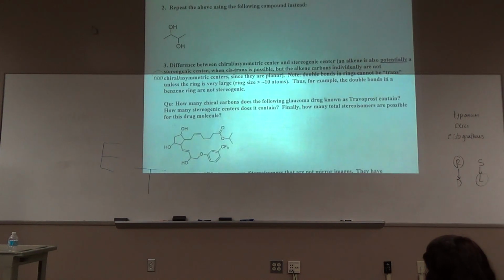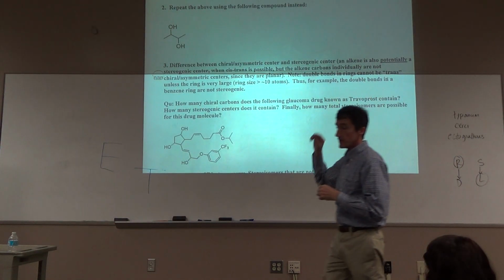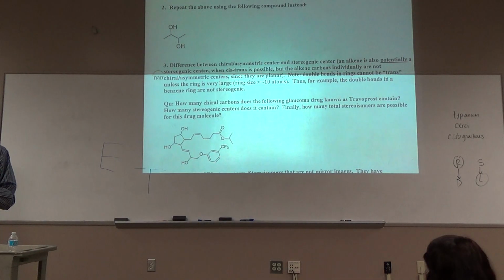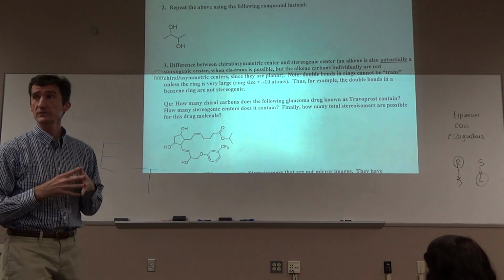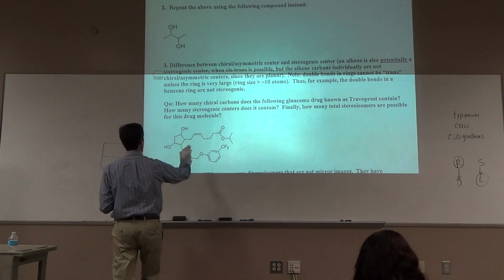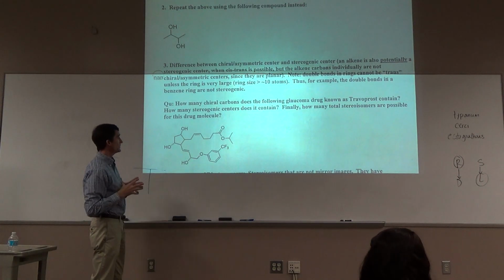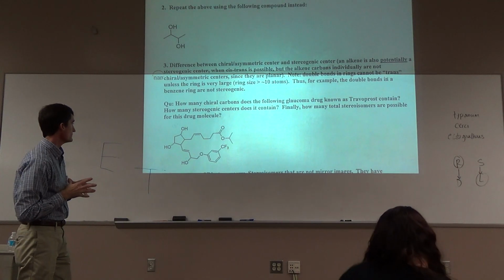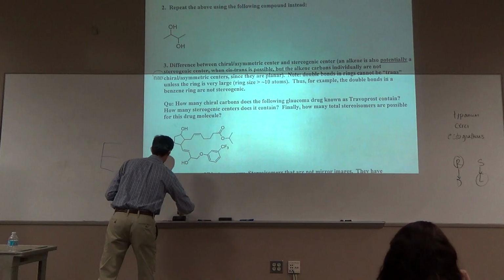Okay, we did number of chiral carbons. The maximum number of stereoisomers is 2 to the N, where N is the number of stereogenic centers, or stereogenic sites. How many stereoisomers are possible for this compound? It's a glaucoma drug.